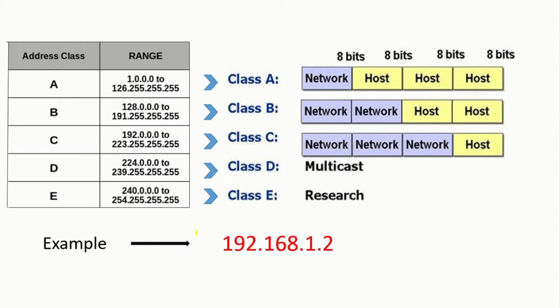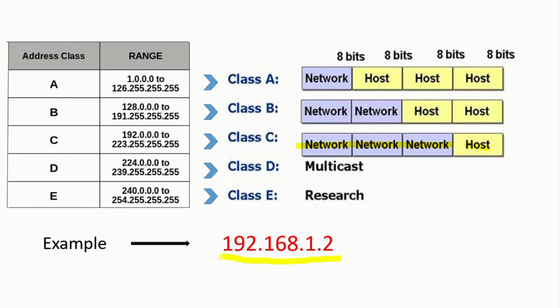Your IP address is divided into two parts, a network part and the host part. Let us take an example. This is an IP address which we previously took, and we know that this is of class C. We have seen it recently in the last slide. So this is of class C, and if this is of class C, that means your first 24 bits are reserved for the network part and the rest is the host part.